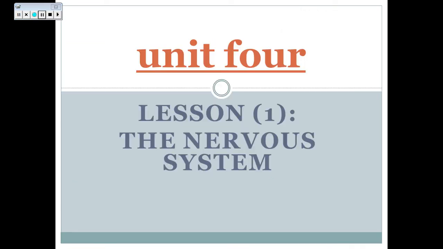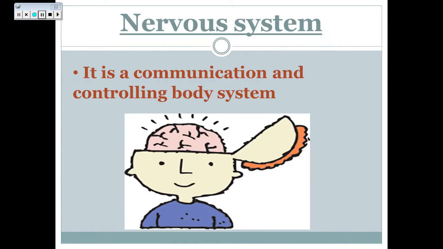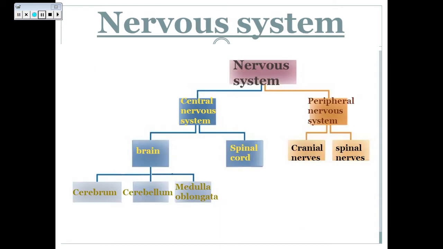Today we will study Unit 4, Lesson 1, the Nervous System, Part 3. In the last session we studied that the nervous system is a communication and controlling body system. Our nervous system consists of the central nervous system and the peripheral nervous system. The central nervous system is divided into the brain and spinal cord, while the peripheral nervous system is divided into cranial nerves and spinal nerves. In this session, we will study the spinal cord and peripheral nervous system.